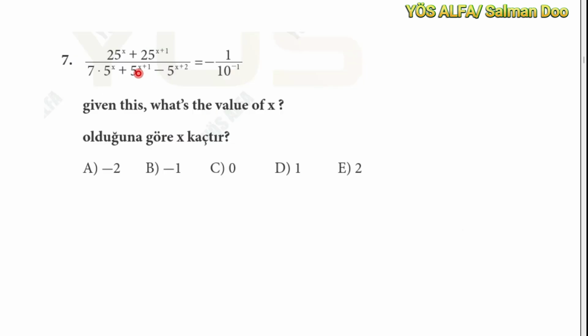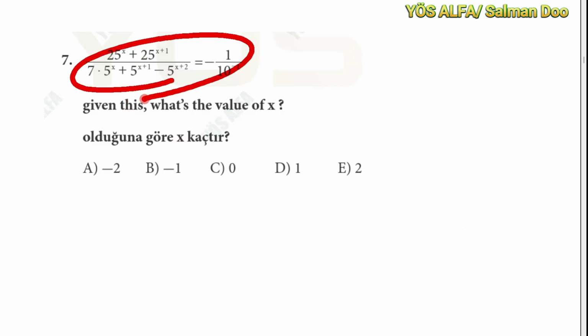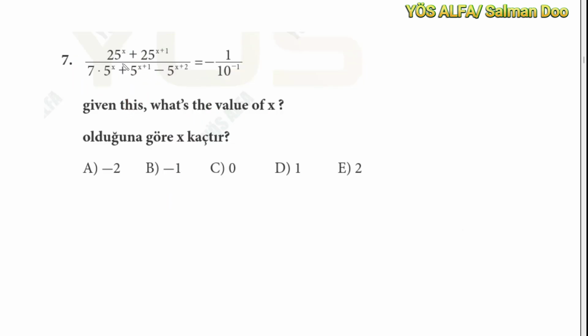E. 7. Given this expression, what is the value of x? So 25 to the x is the common factor of these two expressions. I'm going to take this out. So we have 1 plus 25 in the parentheses. And on the denominator, we have the common factor 5 to the x. So we can take this out of the parentheses, and we have 7 plus 5 minus 5 squared is 25.